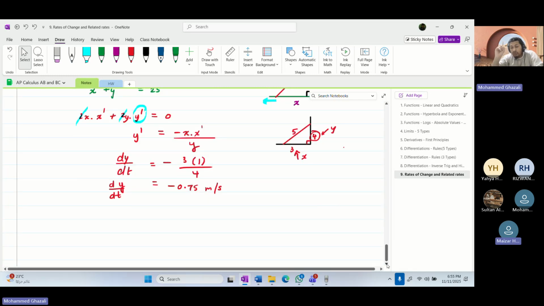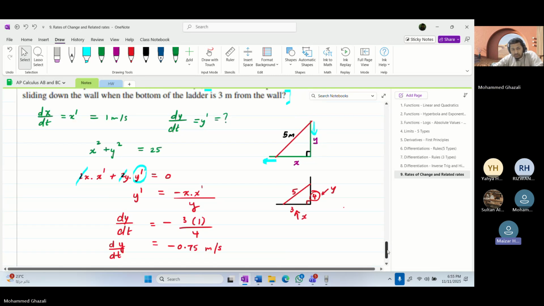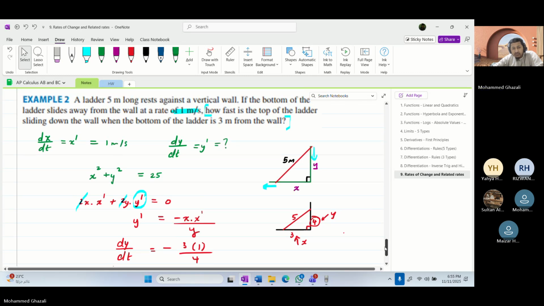I'm going to do one more question and then I'm going to end off and take some questions. Here, in the question, the value of dx/dt is 1, right? Yeah, they told us. We want to know how fast the top of the ladder is sliding down the wall, so we want to find dy/dt.